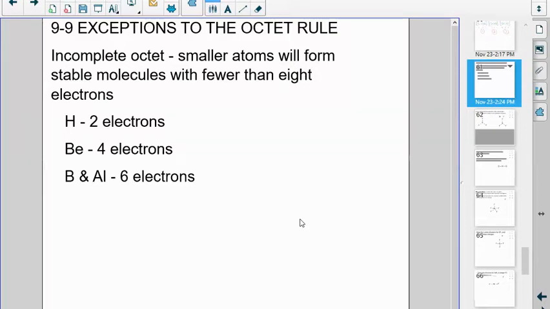9.9, exceptions to the octet rule. So far, we've been building all our Lewis structures based on the octet rule, trying to get atoms up to have 8 electrons around it. We're going to find out there's exceptions to this.